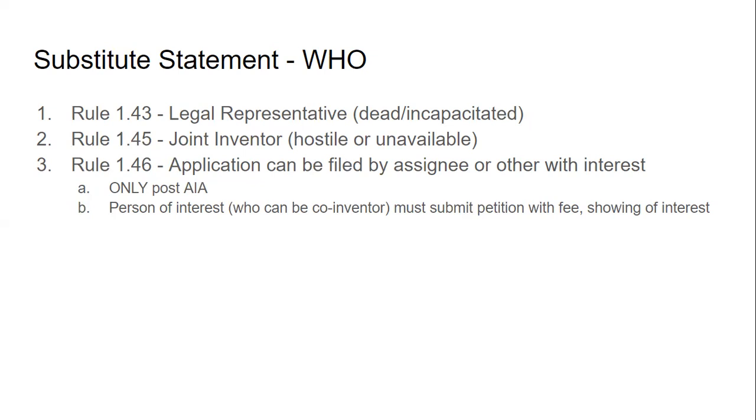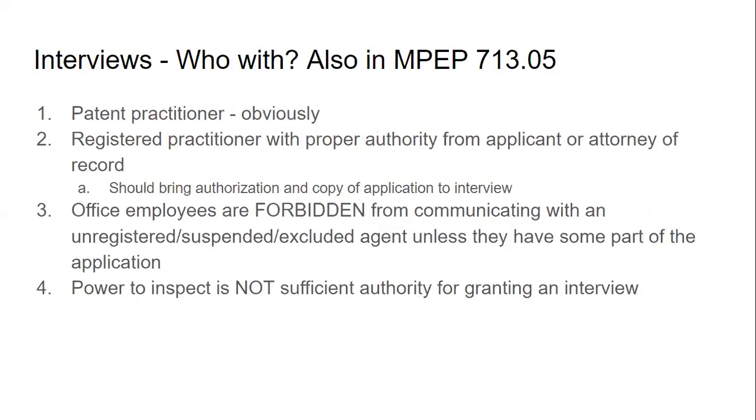That's only post-AIA. And it can also be signed by a person with interest. So as far as the person with interest, they have to submit a petition with a fee and their showing of interest, versus the assignee, who just has to check a box, basically, in order to show their interest. And I think they have to show proof of assignment, but a person with interest has to give a lot more information as far as why they're interested and how this will protect the rights of the original inventors.